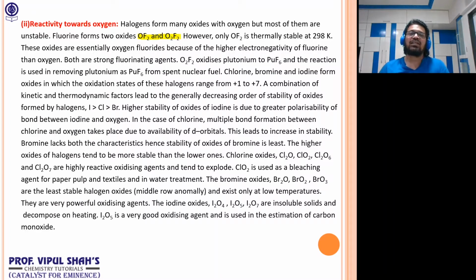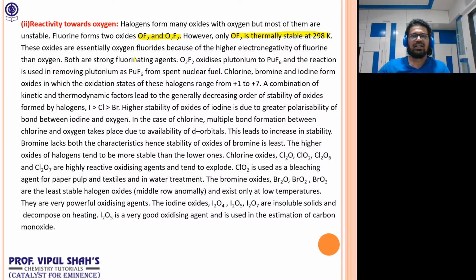Okay. And second is O2F2, dioxygen difluoride, where each oxygen is in +1 oxidation state. So normally oxygen is -2 in oxides, -1 in peroxides, +1 in dioxygen difluoride, and +2 in oxygen difluoride gas. OF2 was also covered with respect to VSEPR in chemical bonding. Then it says only OF2 is thermally stable. So out of the two, only OF2 is the one which exists at room temperature.